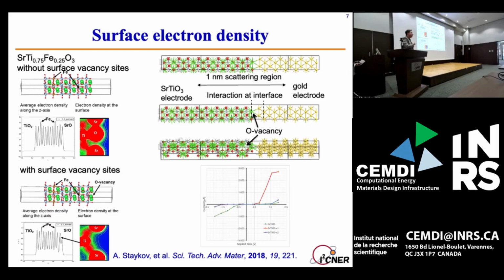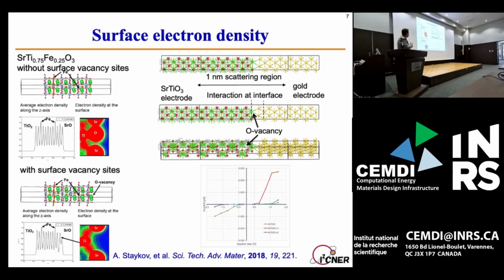Then we implemented the non-equilibrium Green's function method, which is usually used in the field of nanoelectronics and molecular electronics, in order to demonstrate it. And we reproduced what we call a computational STM experiment. So we would have an oxide electrode and a gold electrode, and we would have a 1 nanometer scattering region between them, oxide and gold. And we calculate the probability of electron transport from the oxide electrode to the gold electrode. The gold electrode will be positive, the oxide electrode will be negative.